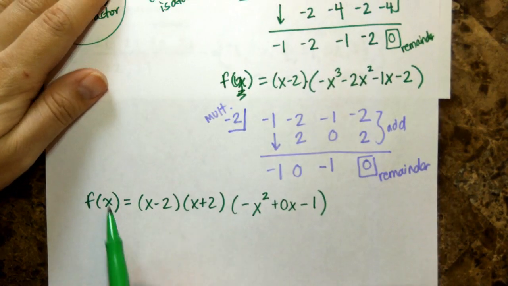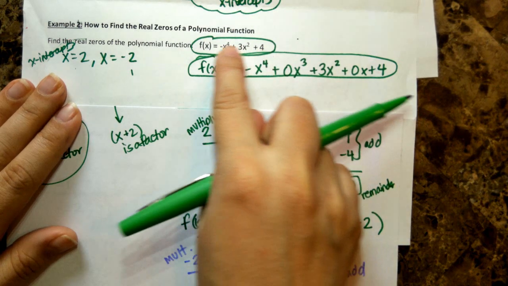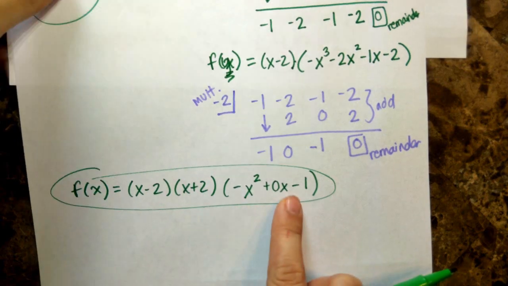So keep in mind that this function is the same exact function that we started with in the problem. It's also the same as this. This is just factored out. I'm kind of factoring it out using synthetic division.